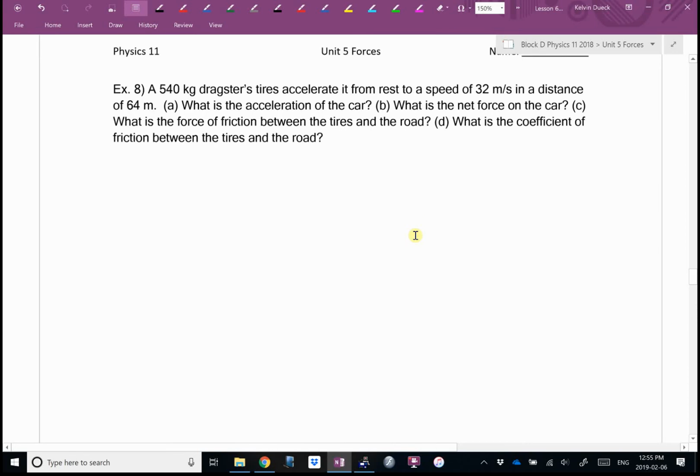I like example 8. Example 8 is a nice question. The other thing that's nice about example 8 is, aside from relativity, this is almost the whole year in one question.